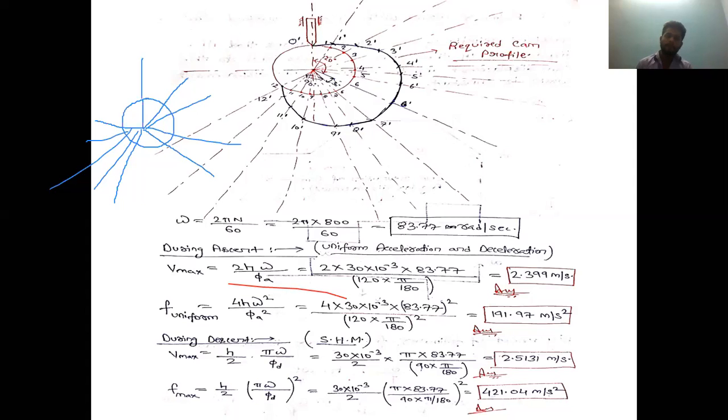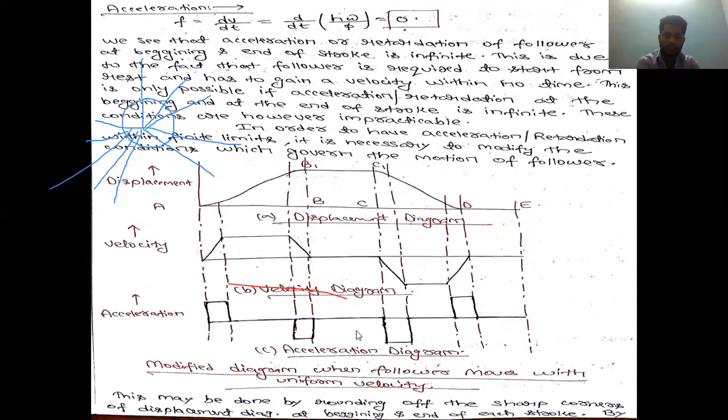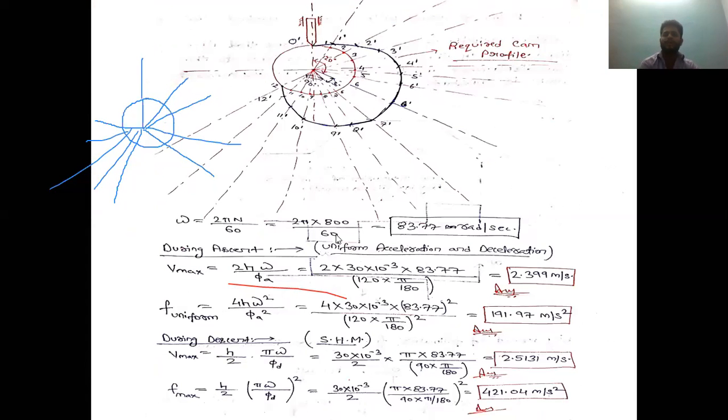Very simple problem, very easy problem. It can come in the exam for 15 marks. Hardly it will take 15 to 20 minutes to draw. You will take time on this part and on this part. Remaining thing is calculation. So it will take around hardly 15 to 20 minutes and easily you can get 15 marks. Clear?